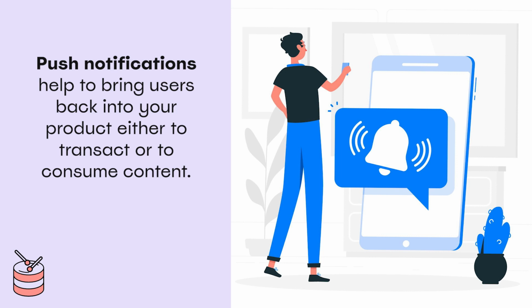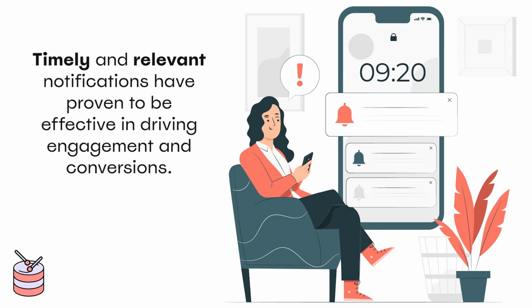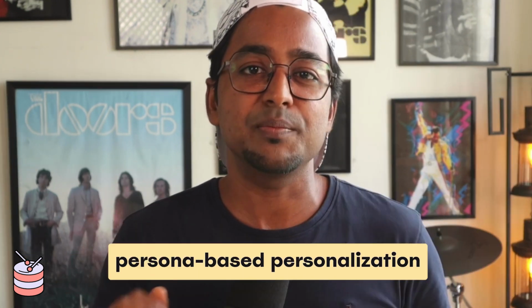Today, it's table stakes to deliver push notifications to bring users back into your product, your mobile app or whatever, either to transact or to consume content. However, most push notifications are quite drab and ignorable, aren't they? On the other hand, delivering timely and relevant notifications have proven to be an effective way to drive engagement and conversions. So the real question is, how do you make your notifications unignorable? And the answer is persona-based personalization.